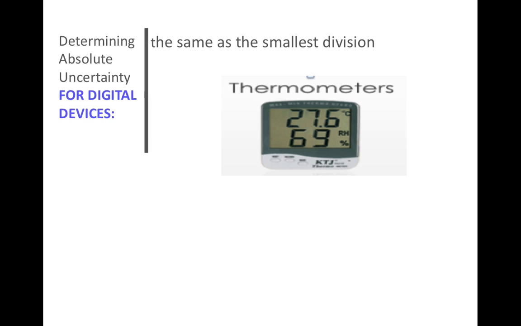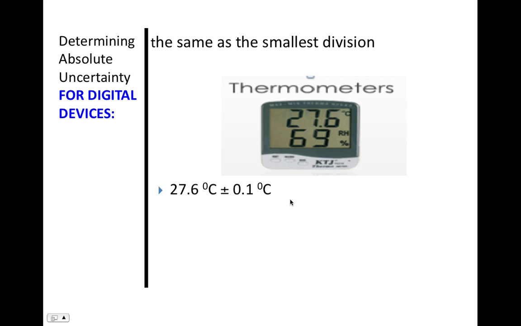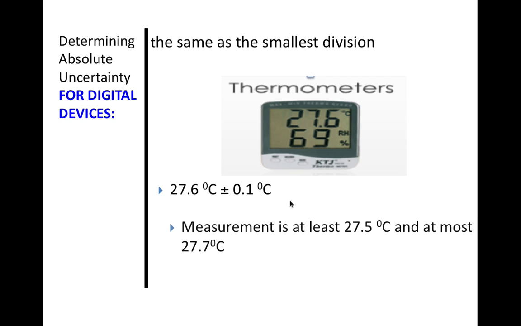Now, for determining absolute uncertainty for digital devices, these are more precise and more accurate than devices that are not digital. So all you need to do is take the same number as the smallest division. So here we have 0.6, okay, so it's 1 decimal place out. So we have a measurement of 27.6 plus or minus 0.1 degrees Celsius. That means that the measurement can be at least 27.5 degrees Celsius and at most 27.7.